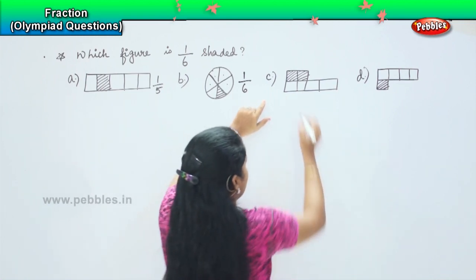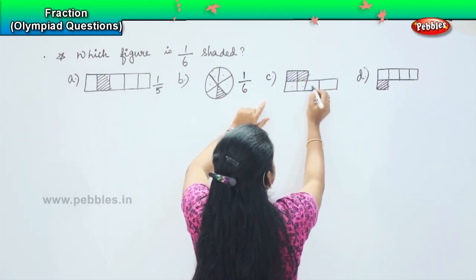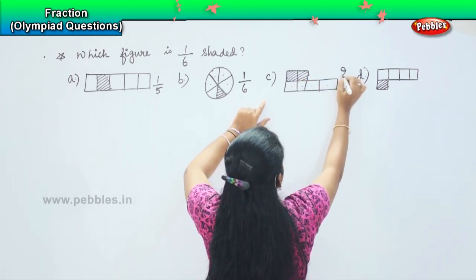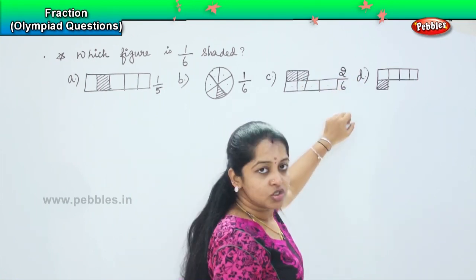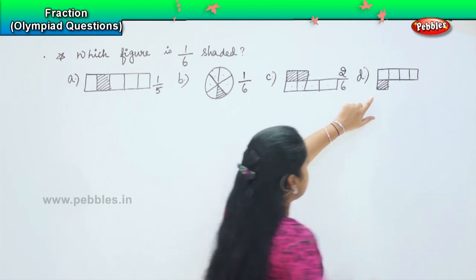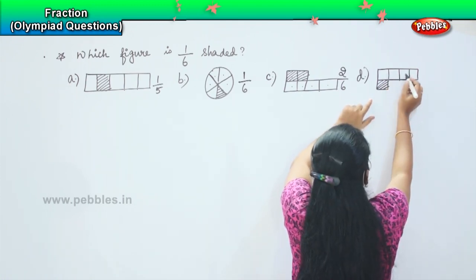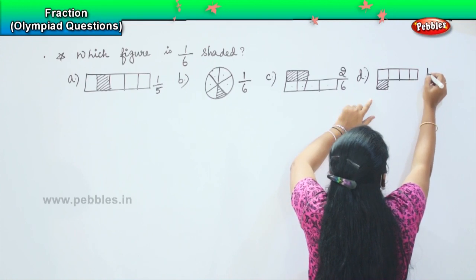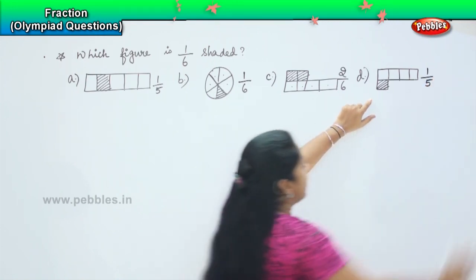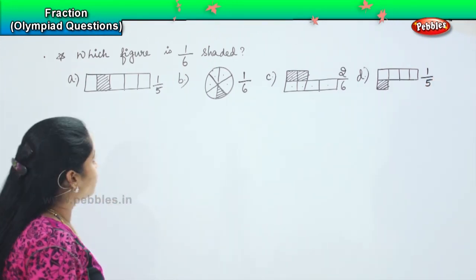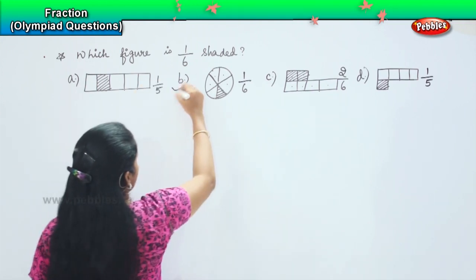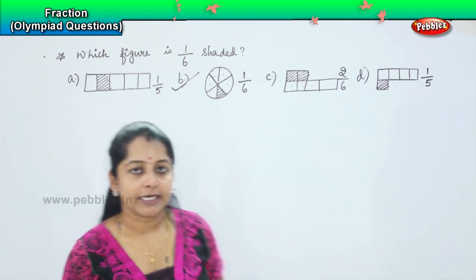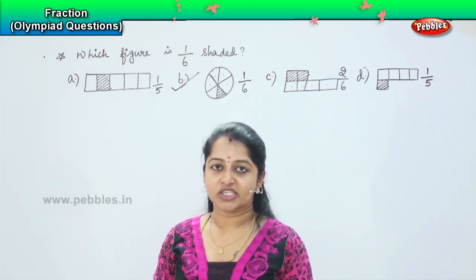Next one, 1, 2, 3, 4, 5, 6. And here, 2 portions are shaded, right? 1 and 2. So it is 2 by 6. The next one, 1, 2, 3, 4, 5. And 1 portion is shaded. So it is 1 by 5. So which do we need to find? We need to find 1 by 6, which is my option B. Clear? Shall we move to the next question?